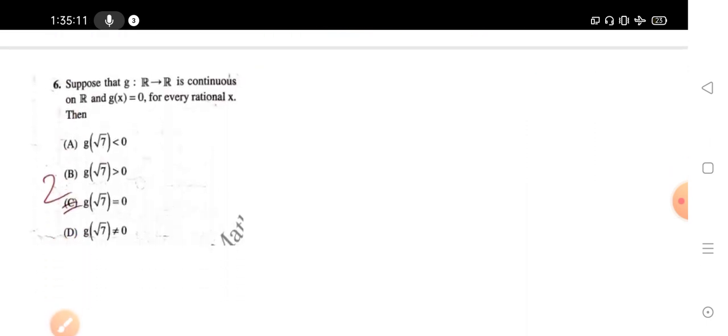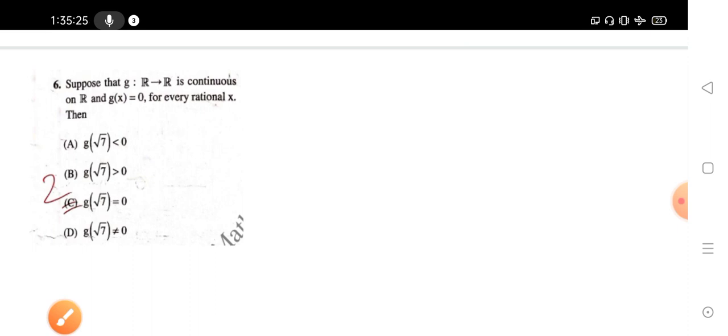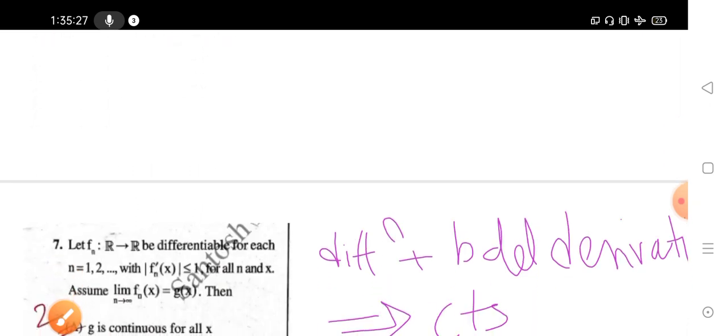Suppose that g from R to R is continuous on R and g(x) equals 0 for every rational x. Then g(√c1) equals 0. This is continuous. Next question.